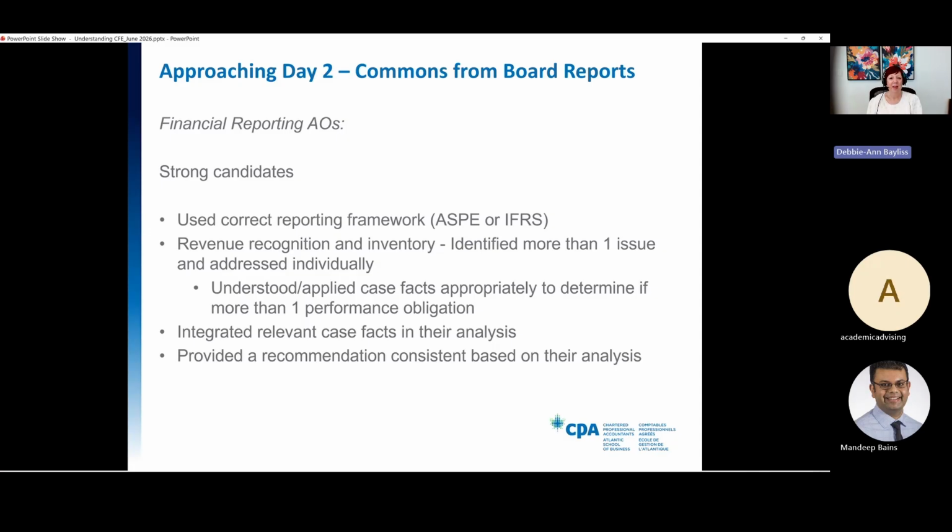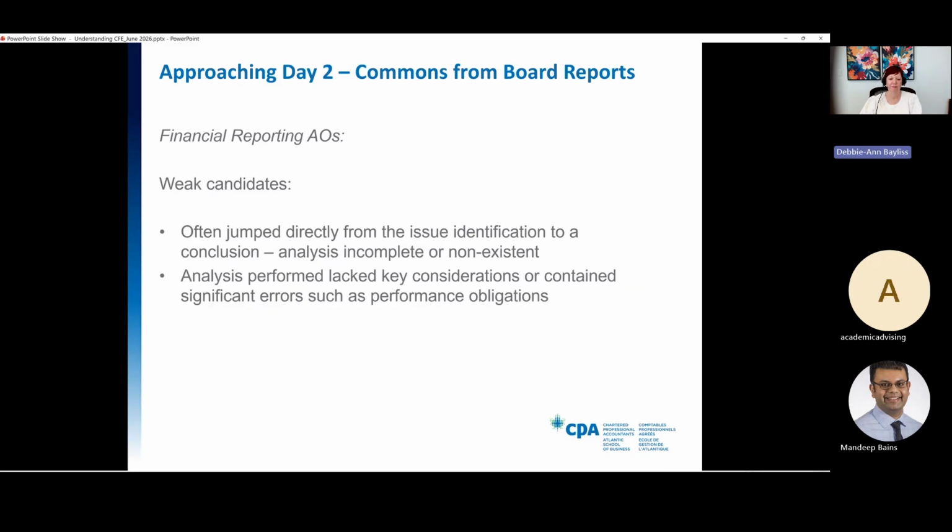When they performed their analysis, they made sure that they included the relevant case facts in their analysis to support the conclusion, whether that criterion was met or not met. And they provided a recommendation that was consistent with their analysis.